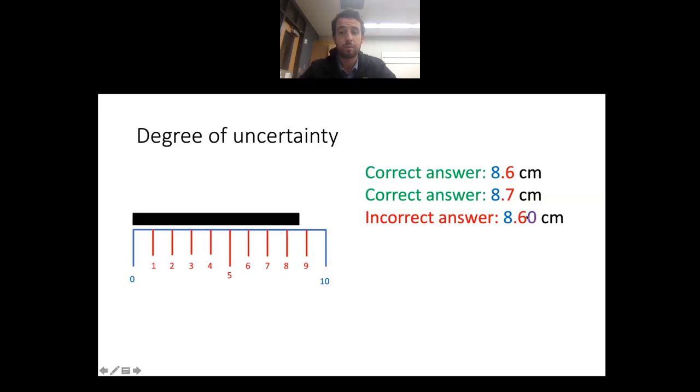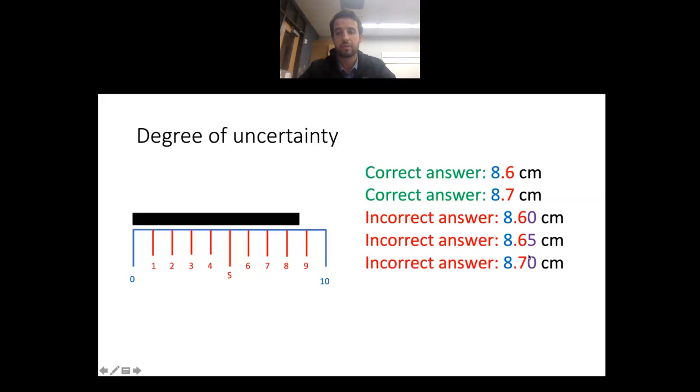Incorrect answers, 8.60. Again, we have 2 degrees of uncertainty. The red number and the purple number are both uncertain. We only want one uncertain number. 8.65, even though, as I showed you in the beginning, 8.65 is actually the correct answer, we cannot write that 5 down because that would be a second degree of uncertainty.